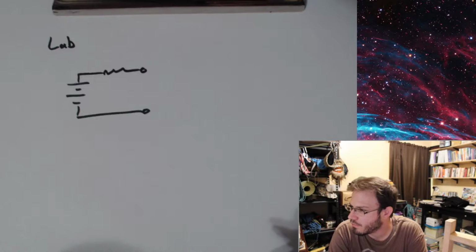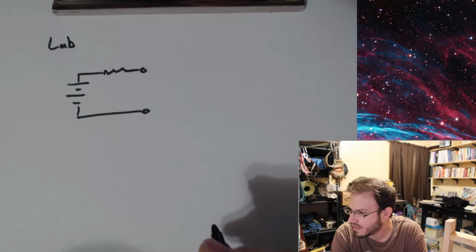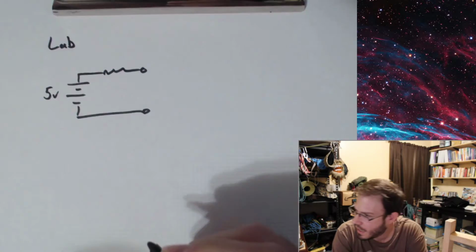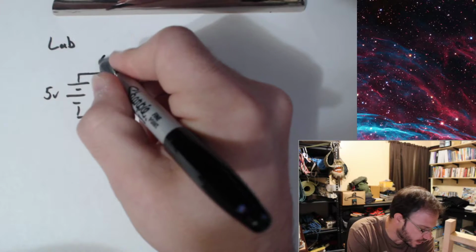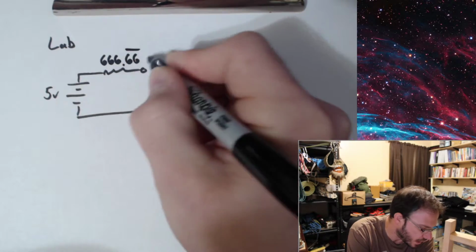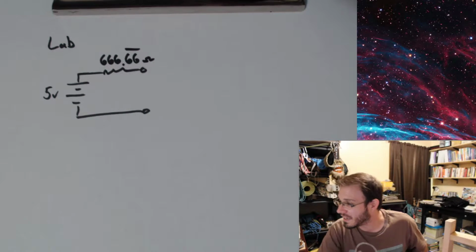I see 3 volts and 3 milliamps, 7.5 volts. Okay, so for the Thevenin equivalent circuit, there we go. Someone said they got a VTH of 5 volts, and RTH was 666.66 repeating ohms.